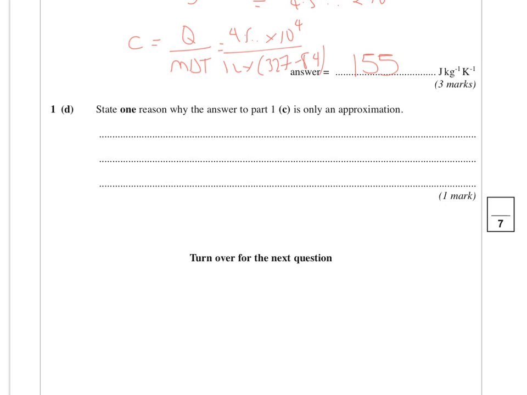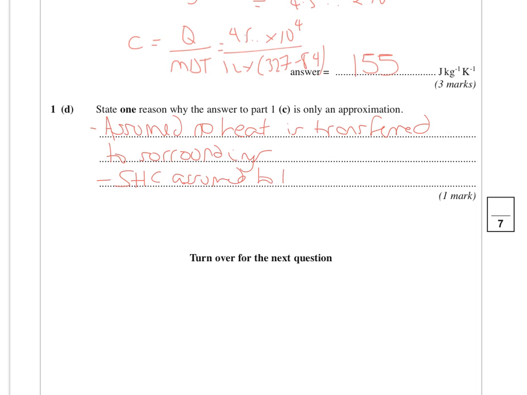So why is it only an approximation? Well, for a start, we've assumed all the energy is transferred, so essentially we've assumed no heat transferred to the surroundings, because we've assumed all the energy from the cooling and solidifying substance is transferred to the iron. And also you might say the specific heat capacity is assumed to be fixed, and actually typically you find it varies with temperature as well. So not much, but it does vary with temperature, so again we're assuming it's constant.